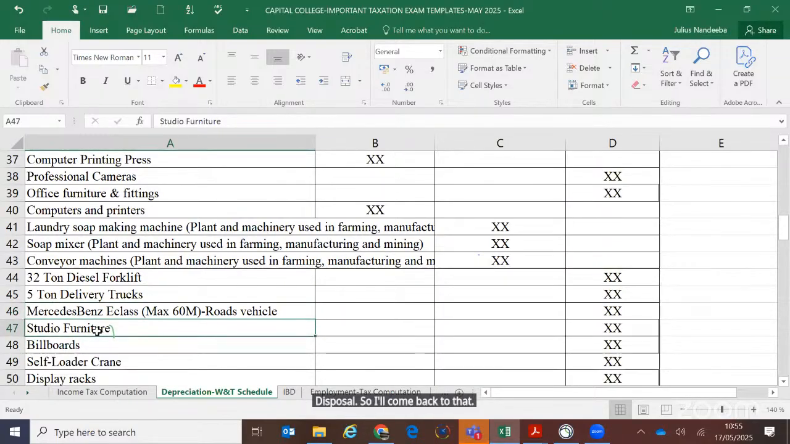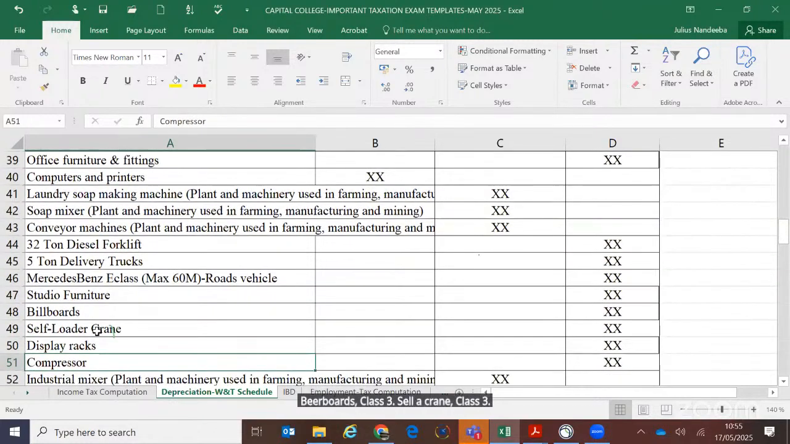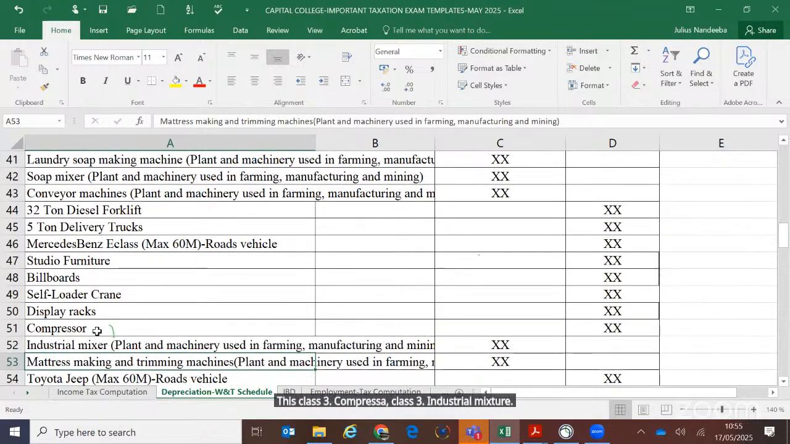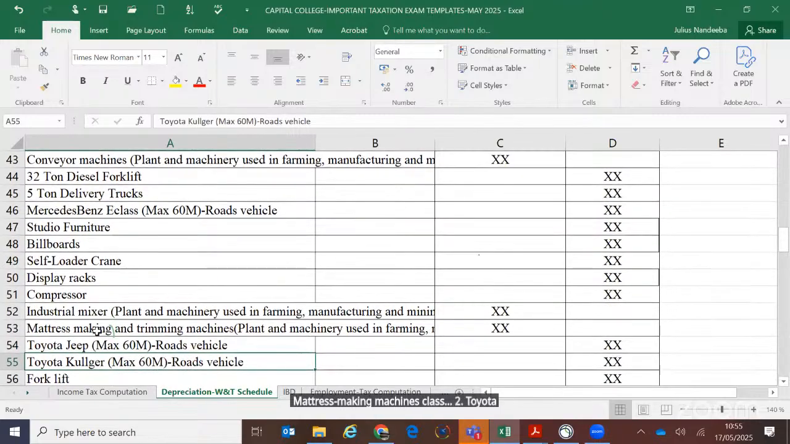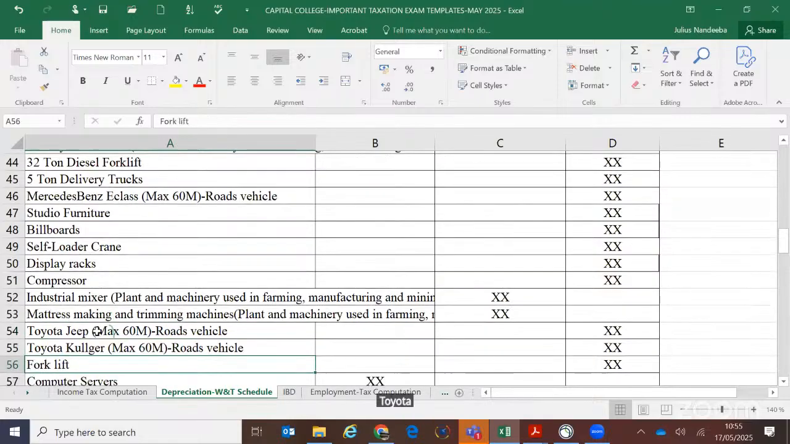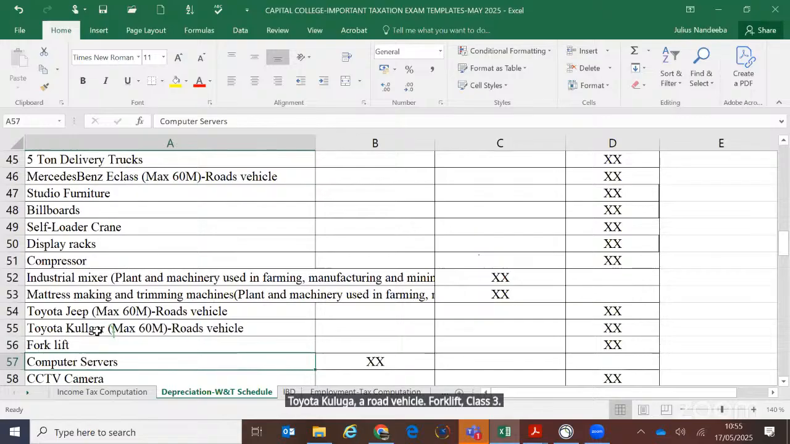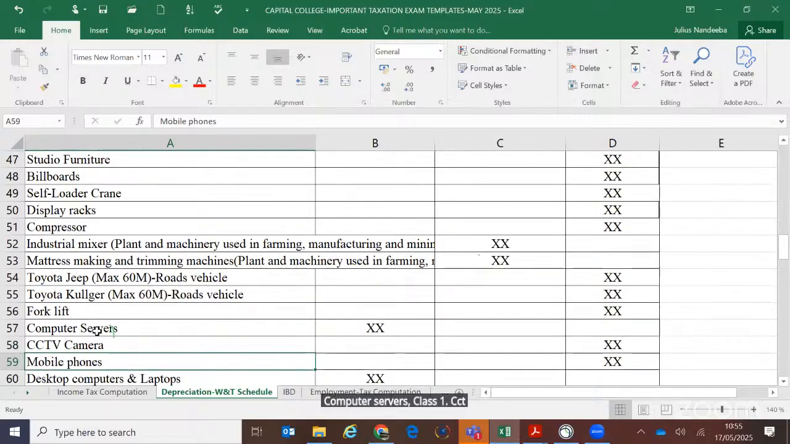Studio furniture, class 3. Billboards, class 3. Self-loader crane, class 3. Display racks, class 3. Compressor, class 3. Industrial mixer, class 2. Mattress making machines, class 2. Toyota Jeep, again a road vehicle. Toyota Kuruga, a road vehicle. Forklift, class 3. Computer servers, class 1. CCTV cameras, class 3. Mobile phones, class 3.